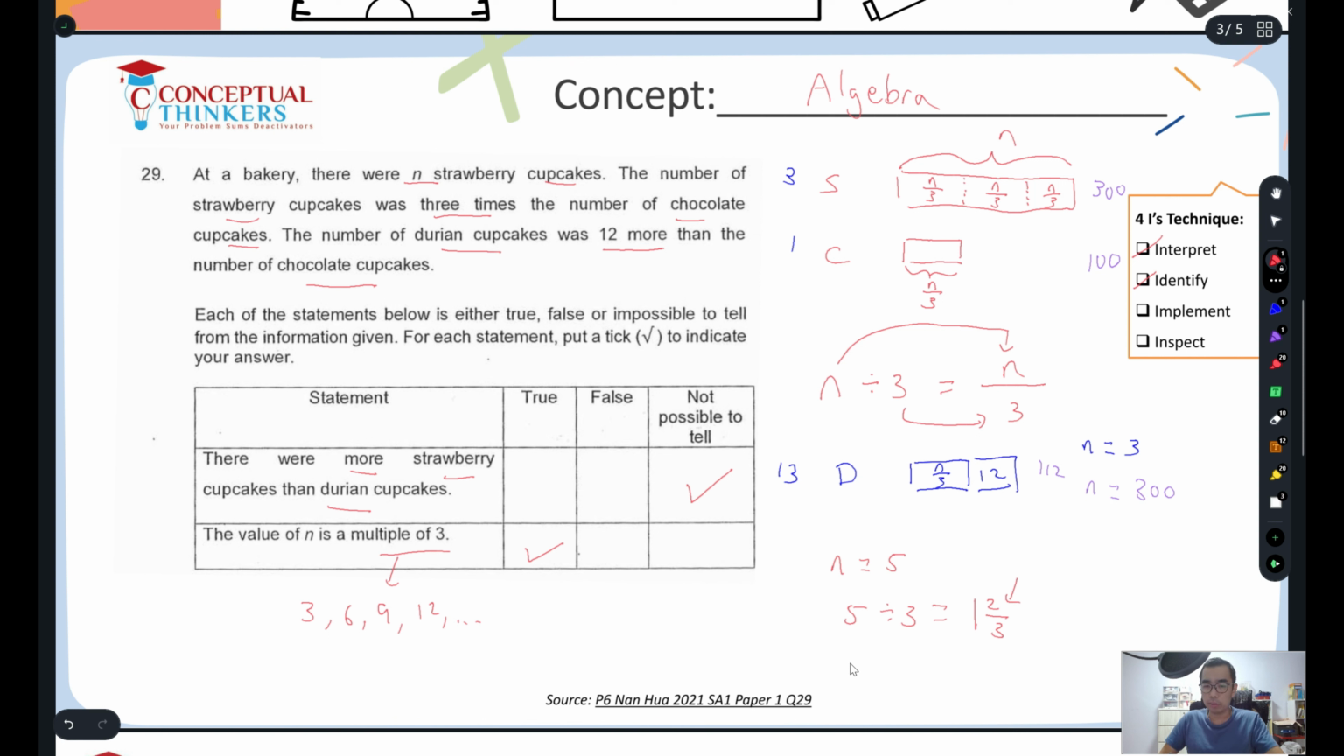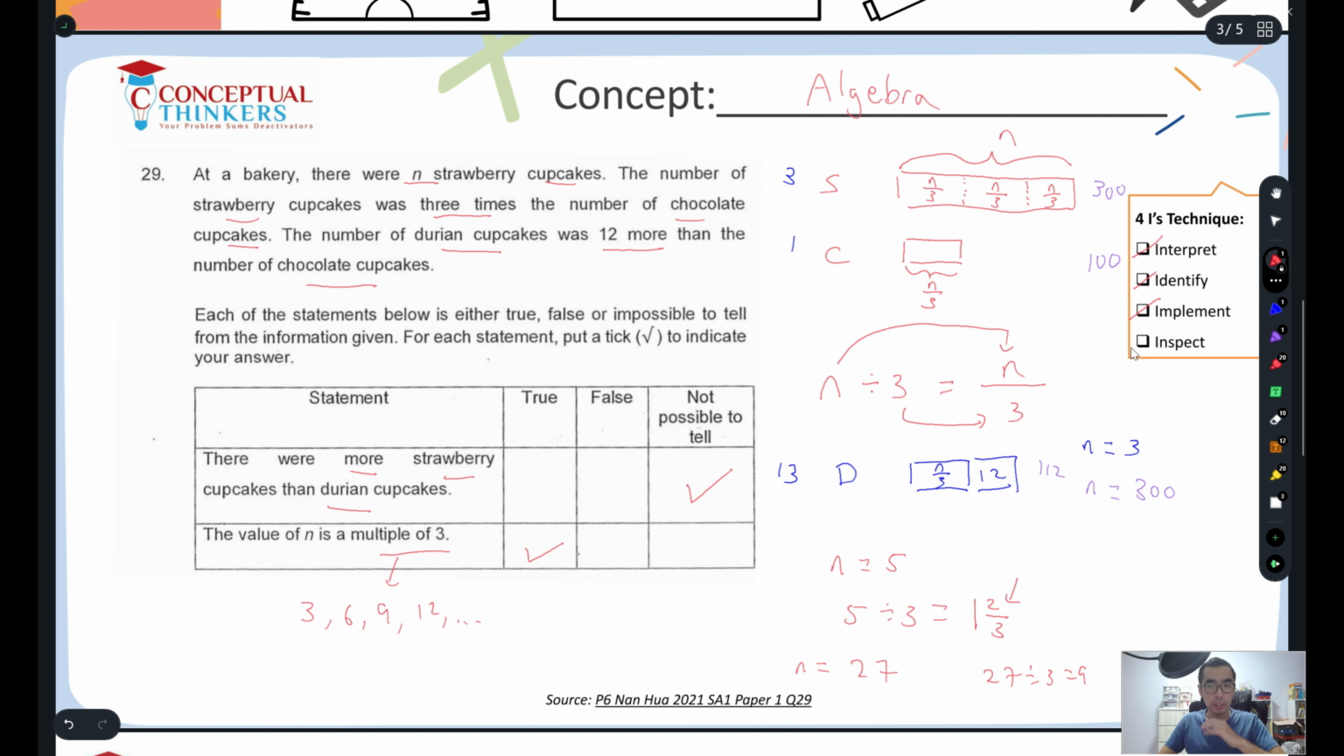So let's take it as 27. Let's say n is equal to 27. If I take 27 divided by 3, I'll get 9, right? 9 is a whole number. Okay, so this is what you need to do to analyze this question. This is how we implement the steps.